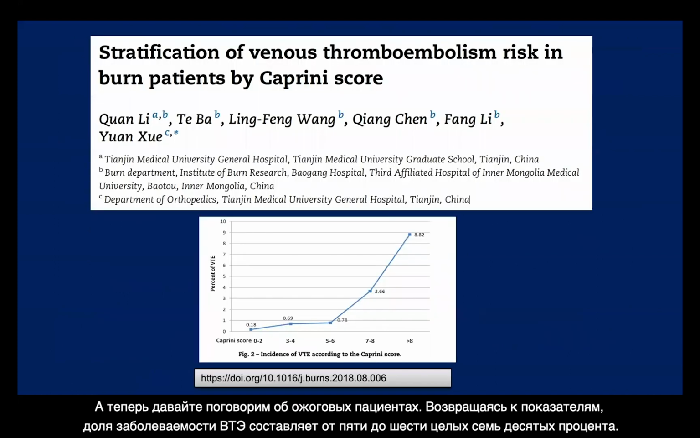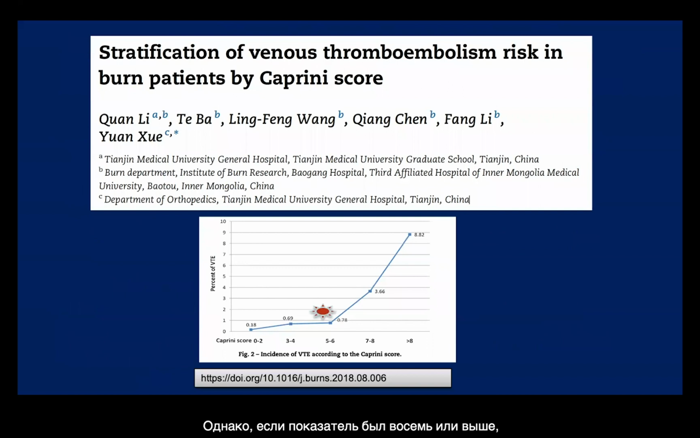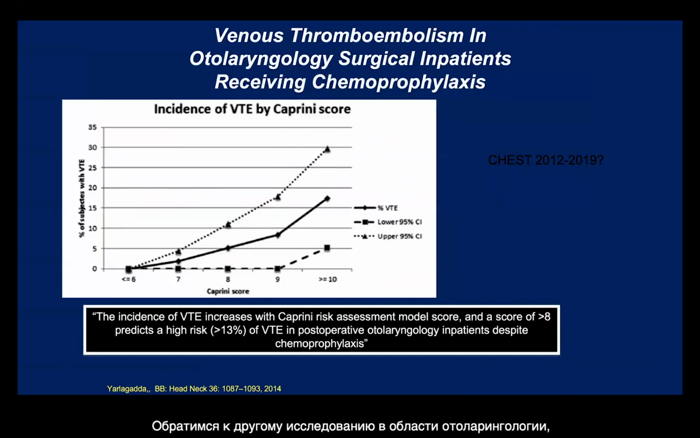Now let's talk about burn patients. Again, going back to the scores, 5 to 6, 0.7% incidence of VTE. However, if the score was 8 or above, the incidence went up to almost 9%. Now let's go to otolaryngology, a different study in otolaryngology.